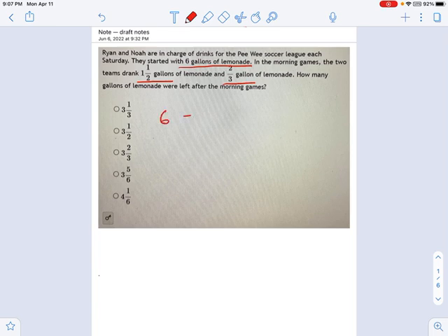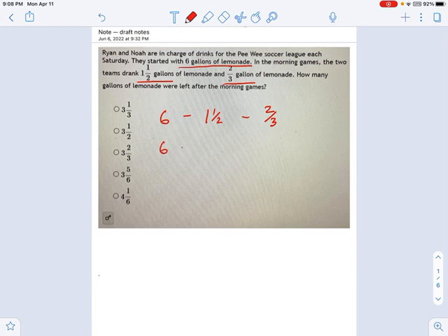We say 6 gallons initial minus 1.5 gallons minus 2/3 of a gallon. Now, if you plug this into your calculator, that might not be the best way to go because calculators tend to give things in decimals. If you don't know how to handle that, then you're not much closer. Instead, I want to point you to common denominators as the way we're going to do this.